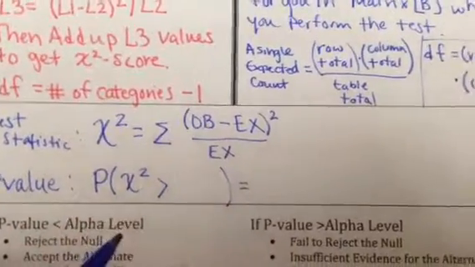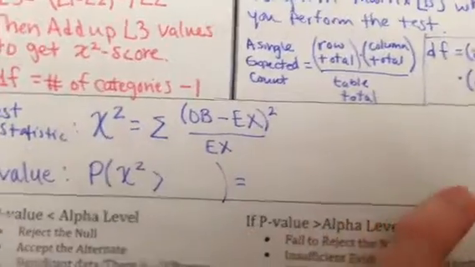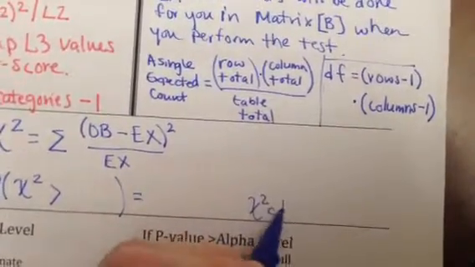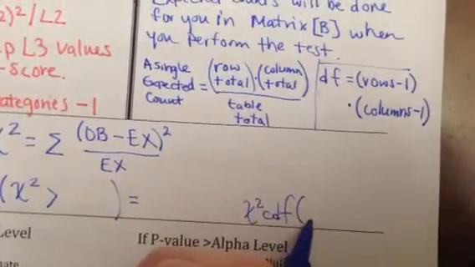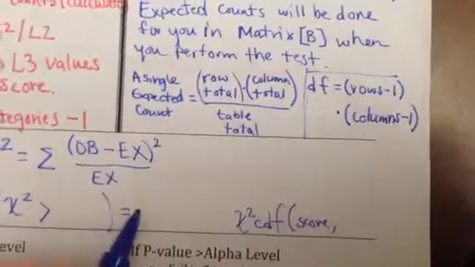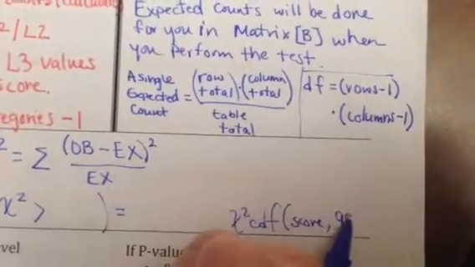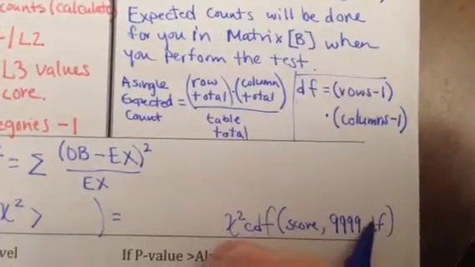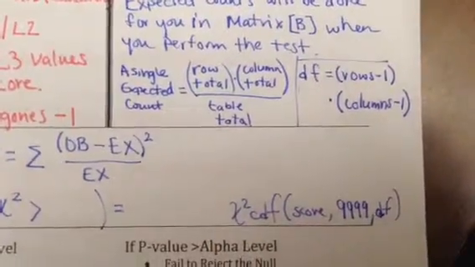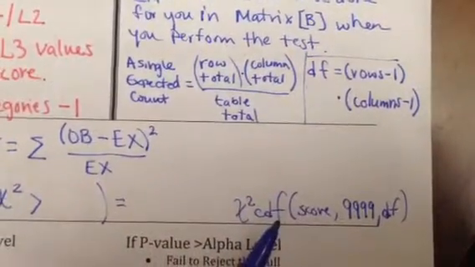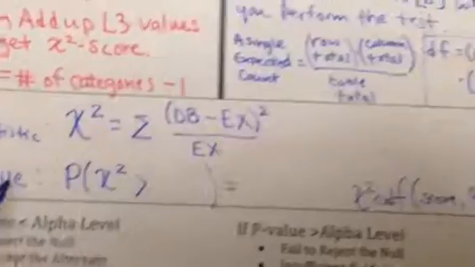But then actually getting the number, either they're going to give it to you, or you could always do a chi-squared CDF from your score: chi-squared score, comma, bunch of 9s, comma, degrees of freedom. No need to do this for homogeneity and independence because the test will do it right there for you. But you've got to write the correct notation.